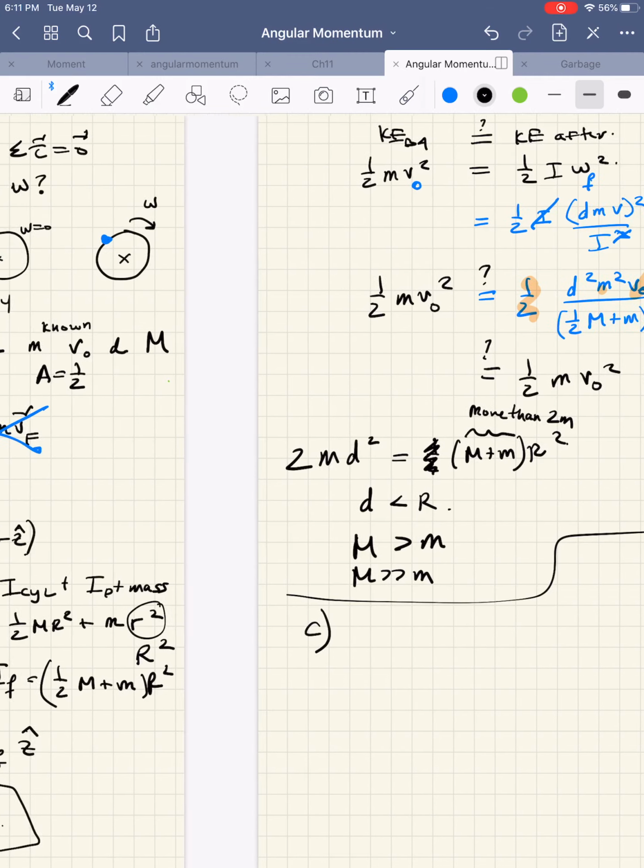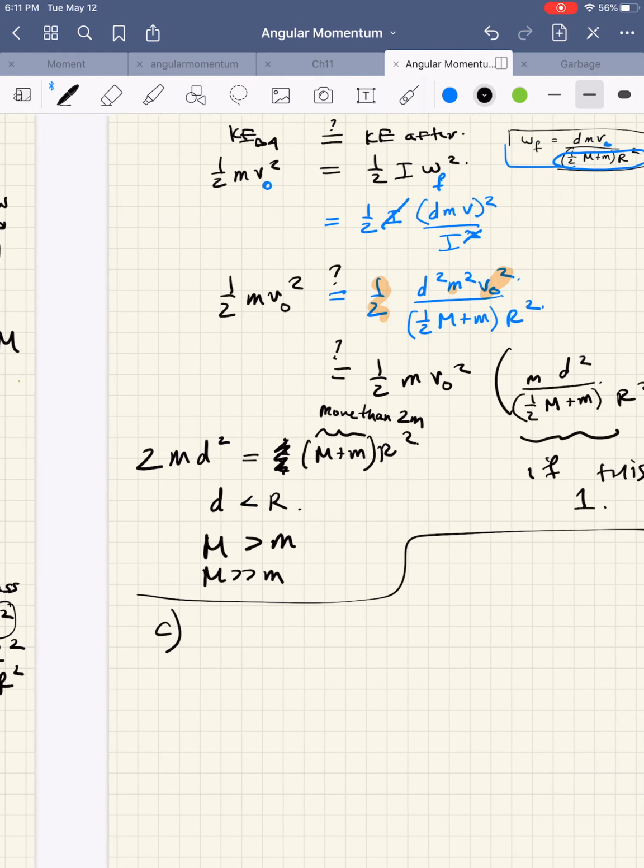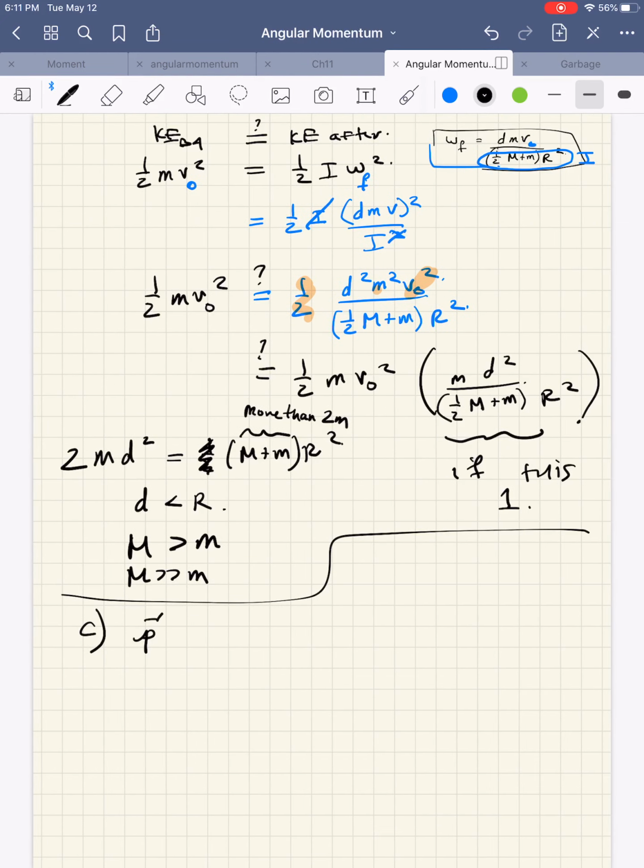Part C of this problem, let's flash back to it, says, is the momentum of the clay cylinder system constant in this process? Momentum. They're talking about is linear momentum conserved in this process. The condition for that would be that the sum of forces would have to be 0 on the system. And I'm going to go ahead and argue that it's not constant.